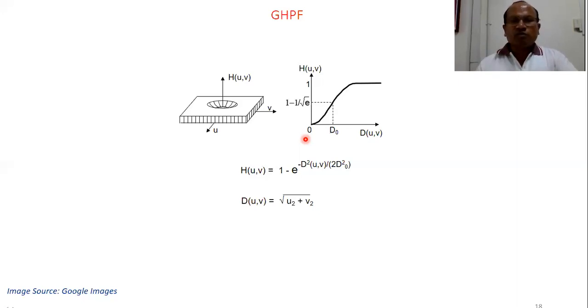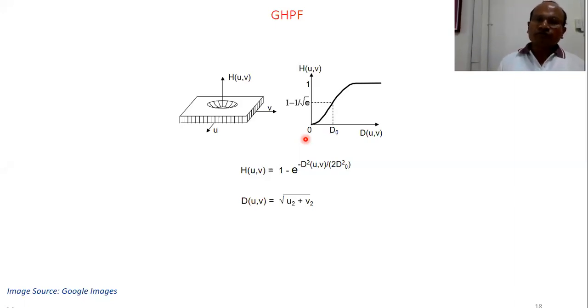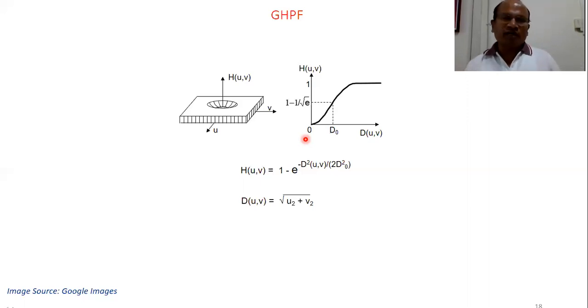In ideal high pass filter, all low frequency content will be completely eliminated. All high frequency content after the cutoff distance will be completely passed, whereas in Gaussian and Butterworth, there will be a roll off. When you move towards lower frequency from your cutoff distance, the signal will get attenuated. It will not get completely eliminated, but it will get attenuated. So that's all for today's lecture. Thank you.